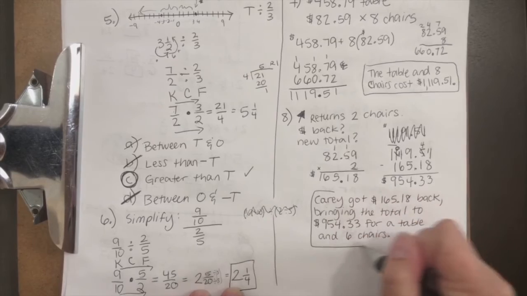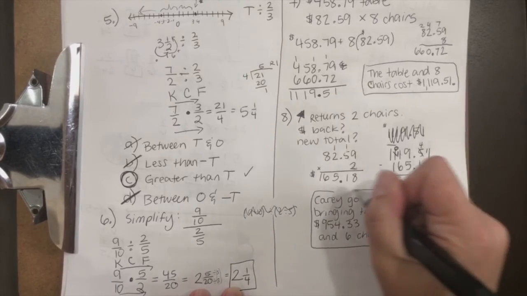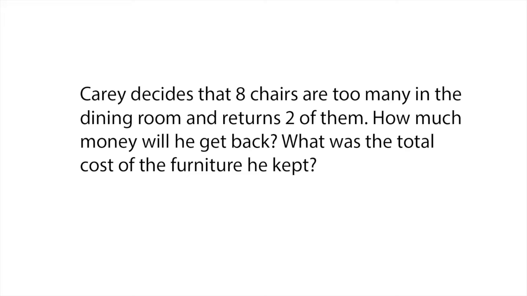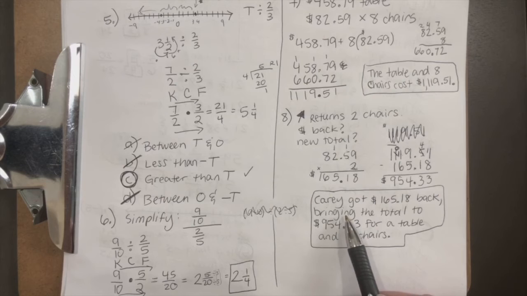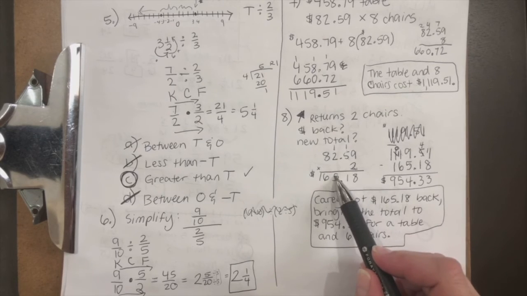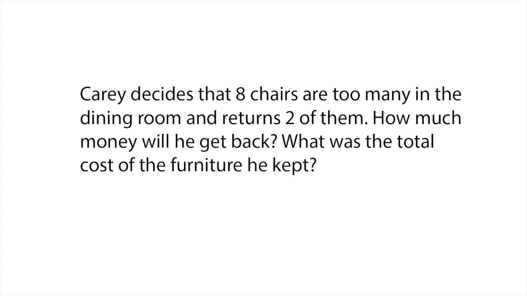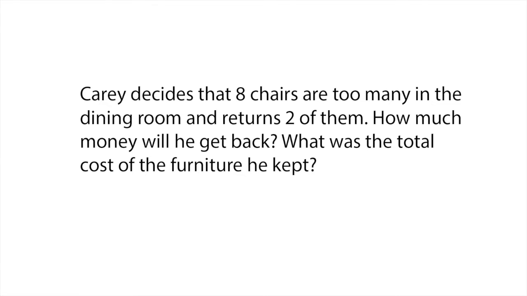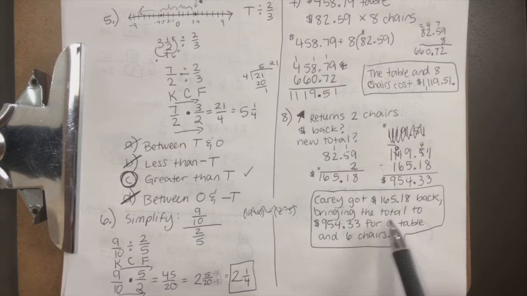All right. Let's double check that I answered the whole question. Carrie decides that 8 chairs are too many and returns 2 of them. So 2 chairs. Okay. How much money will he get back? That's what he got back. What is the total cost of the furniture he kept? The total is now $954.33. Okie doke, we got it.